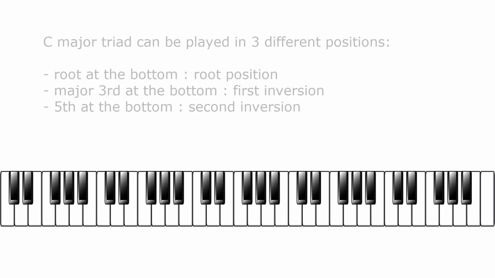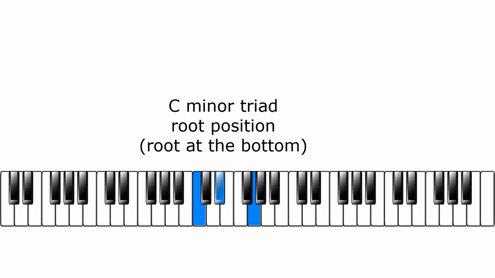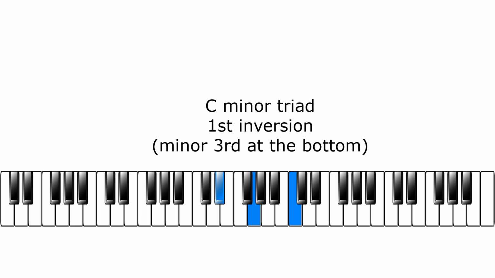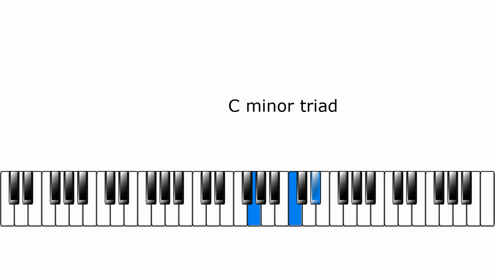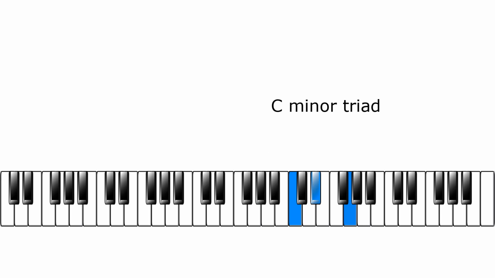Let me first show a C minor triad. This is the C minor triad, as you know, C, E flat, G. This is the root position, since the root, C, is at the bottom. When I move the root an octave up, I get the C minor triad in first inversion. When I move now the minor third, which is at the bottom, an octave up, I get the C minor triad in second inversion.